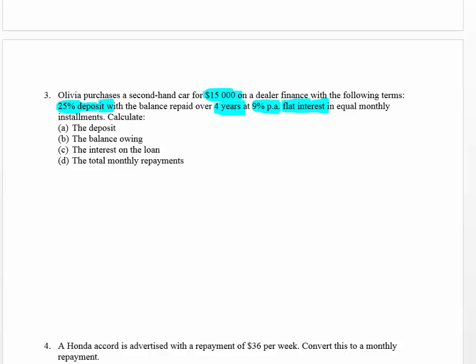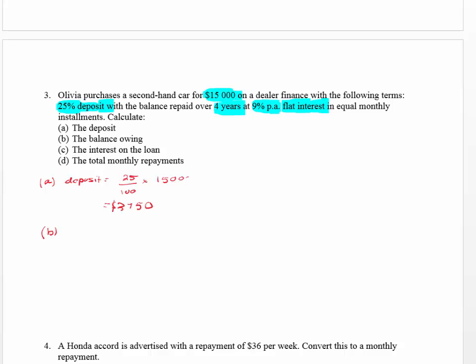And it says, first of all, to calculate the deposit. So this is what normally happens. If you want to take something home, you have to pay some money first, which is your deposit. So the deposit in this case is 25%. So that's 25 over 100 of the amount borrowed, which is $15,000. And if we pop that into our calculators, we get $3,750, and that's the money that you have to pay before you can take your car away.